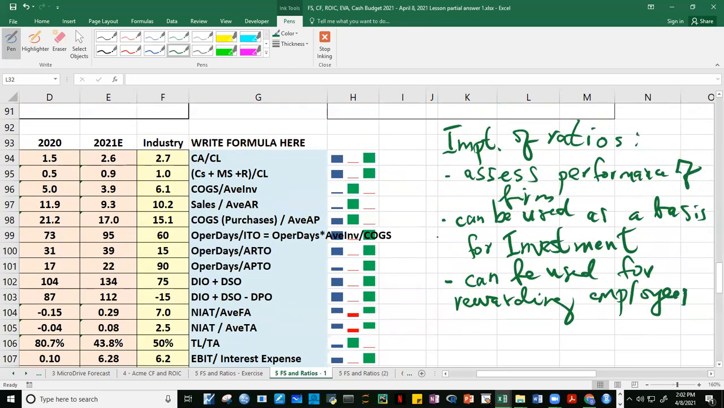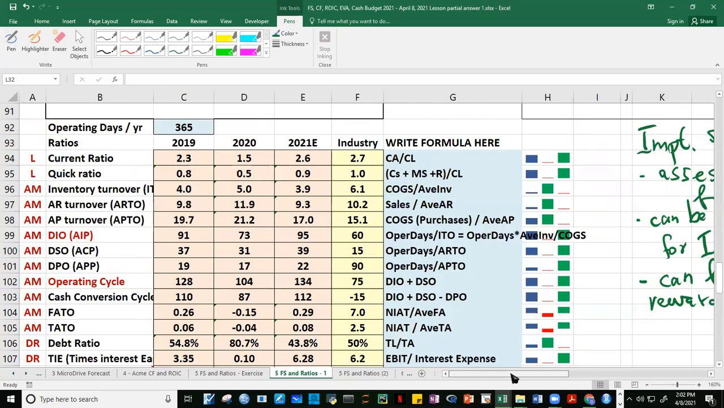Dapat ba mag-invest yung company, mag-increase ba ng investment? Dapat bang bumili ng panibagong mga equipment? Ratio analysis can help us answer that. Opportune time ba na i-reward natin yung mga employees by whatever benefits? So makakatulong din yung ratios diyan. Okay, anyone would like to venture a suggestion kung para saan ginagamit yung ratios? Guys?